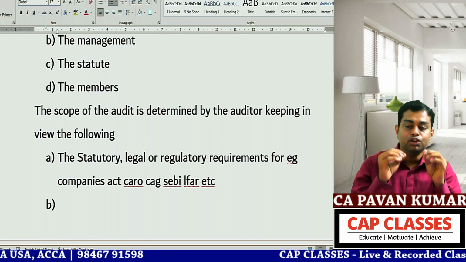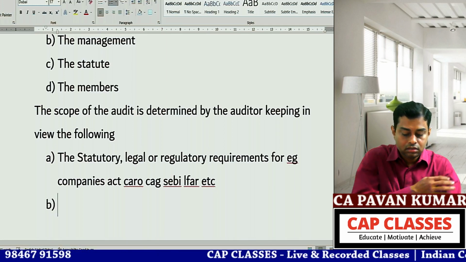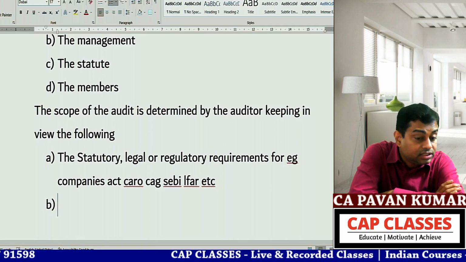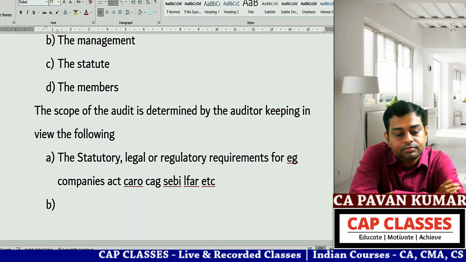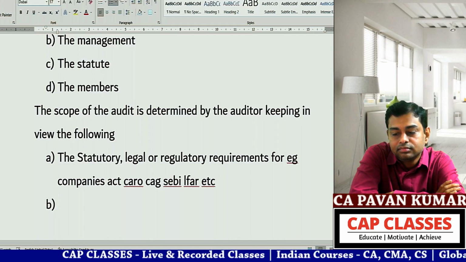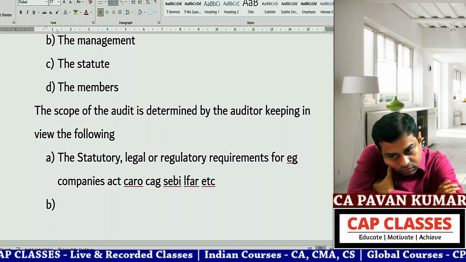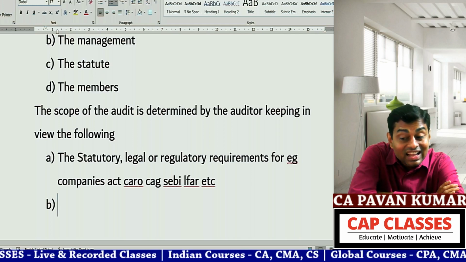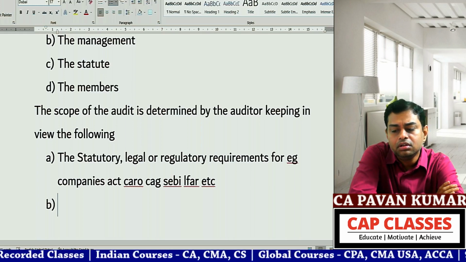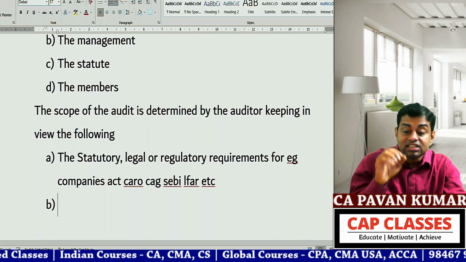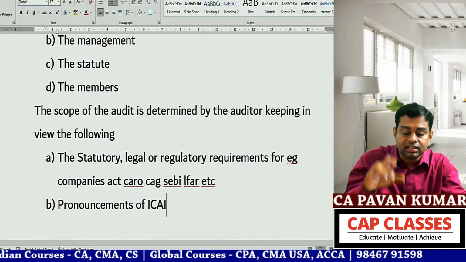B. Can you tell me what is B? I'm waiting for the answer. Please tell me what should I write in B. First one is the statutory, legal, or regulatory requirements. Time limit, wrong answer. Risk, wrong answer. You'll rotate the areas looking at the risk, nature of engagement. All these are in general. Someone said standards on audit. Pronouncements of ICAI should be the correct answer.